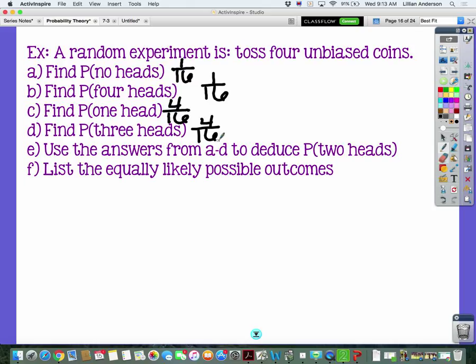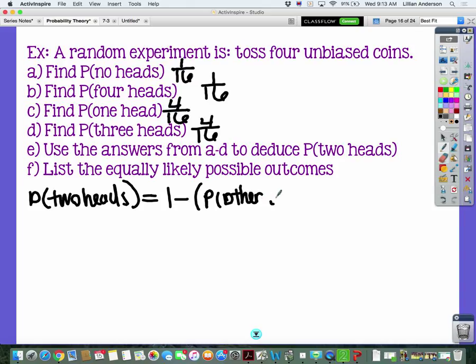Well, to use the information from A to D is basically talking about using the complement, okay? Because the probability of rolling 2 heads is basically 1 minus the probability of rolling all your other options, which are no heads, 4 heads, 1 head, or 3 heads. Okay? So if we add all those up together, that's going to be 10/16.